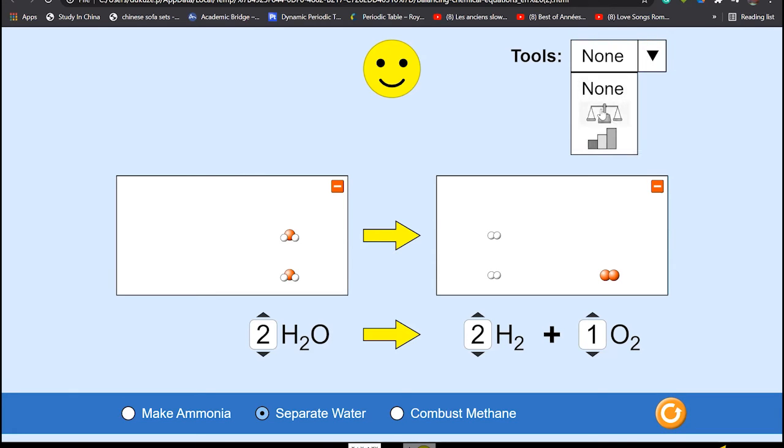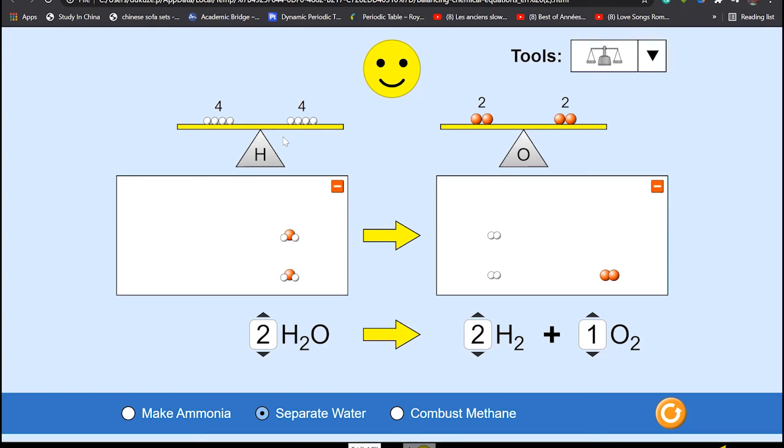Using the tools, we get the same thing as what we got with making ammonia. And here we have hydrogen. On both sides, we have 4 and 4. And here for oxygen, we have 2 and 2, okay? And here in the box, you can see we have 2 molecules of the reactants, 2 moles of the reactants. And here we have 2 moles or 2 molecules of the hydrogen molecule and 1 molecule of oxygen or 1 mole of oxygen.